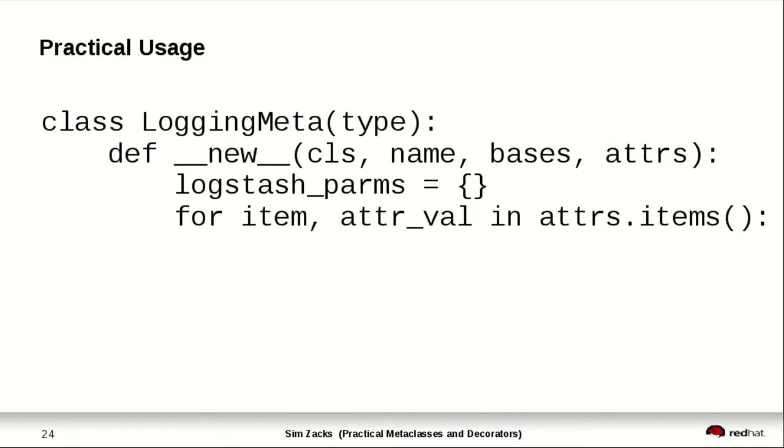Metaclasses to the rescue. So here we're going to define a logging meta of type, it inherits from type. And it's going to override the new function. And the new function gets the same parameters as the init function, which are what you use to initialize the class. So it's got the name of the class, the bases, and the attrs dictionary. What's relevant to us is the attrs dictionary.